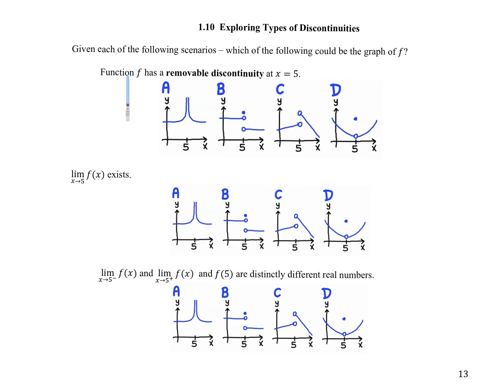It says, given the following scenarios, which of the following could be the graph of f? It's saying f has a removable discontinuity. You guys, that's just a fancy word for hole. So go ahead and let yourself know removable discontinuity just means a hole. But AP will use both terms. They'll let you know it's a hole, or they'll say removable discontinuity. Which of these pictures, A, B, C, or D, has a hole?